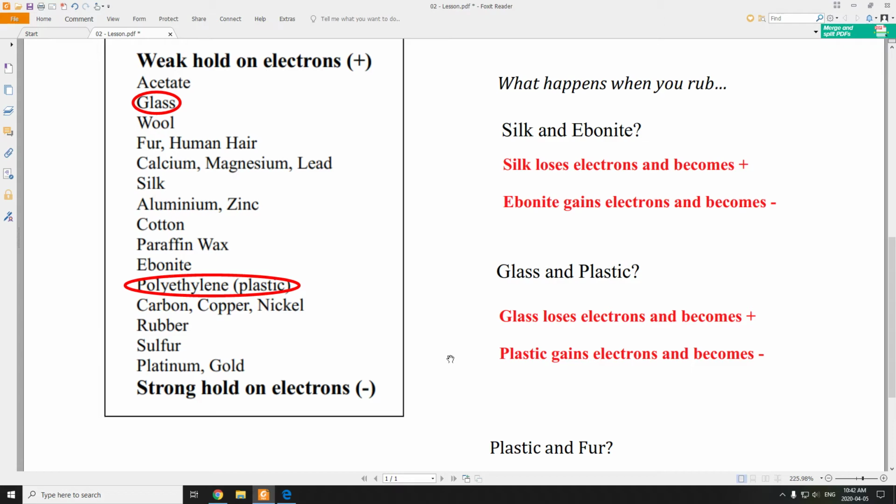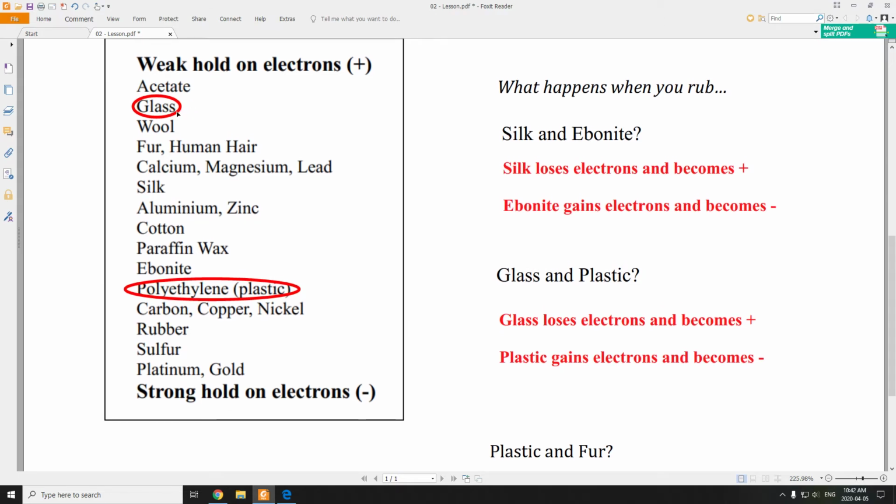A lot of the time in these diagrams, we're only showing like 3 or 4 or 8 electrons moving. The reality is it's millions and millions of electrons, right? A single electron is extremely tiny. It has an extremely tiny charge. So when we're rubbing it, it really is millions of electrons that are moving.